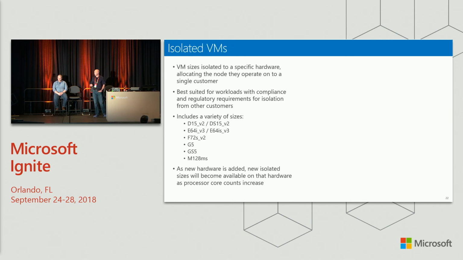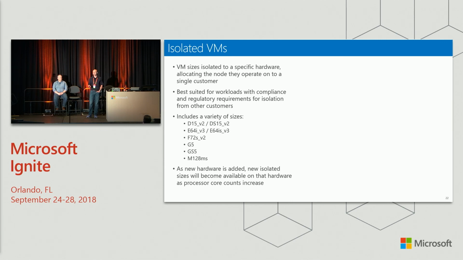So another thing that we introduced a little while ago, we talked about this toward the end of the timeline. We talked about our E64i and E64is sizes. So we have these things in Azure called isolated VMs. And so our VMs, like we were mentioning before, are isolated to a specific hardware. And we also guarantee that the node that VM is operating on will not be occupied by any other VM other than yours.